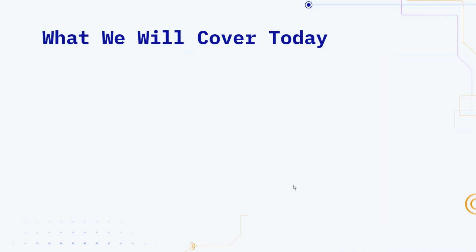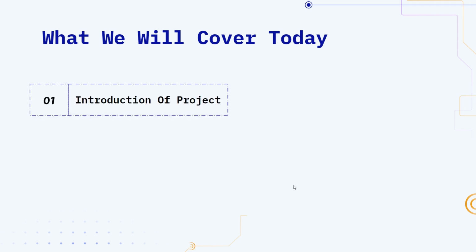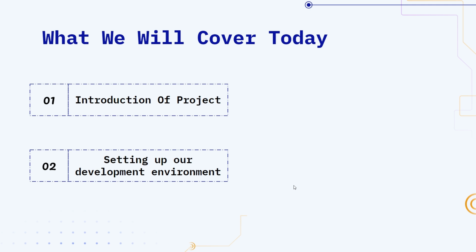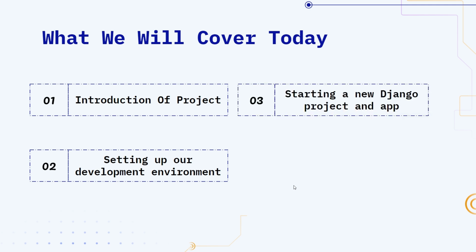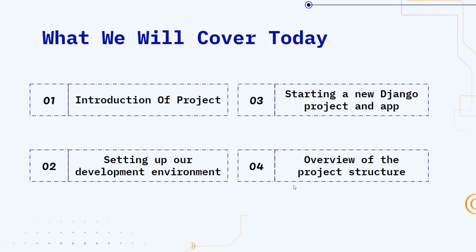Now what we will cover in this particular video is what is the main purpose of the project, how to set up the development environment. Then we are going to have a look at how we can start a new Django project and app within the Django project. Then we will see the overview of the entire project structure so that you get an idea if you have set up that project correctly or not.